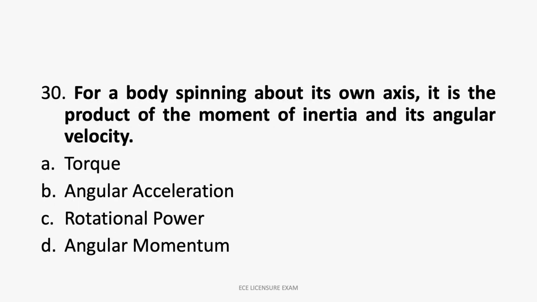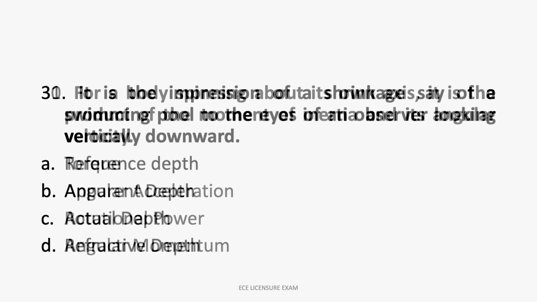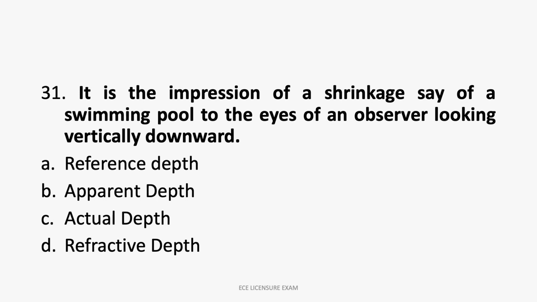For a body spinning about its own axis, it is the product of the moment of inertia and its angular velocity. Angular acceleration. It is the impression of a shrinkage, say, of a swimming pool to the eyes of an observer looking vertically downward. Apparent depth.